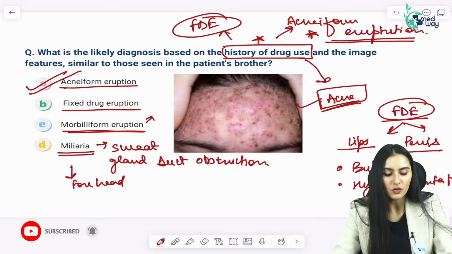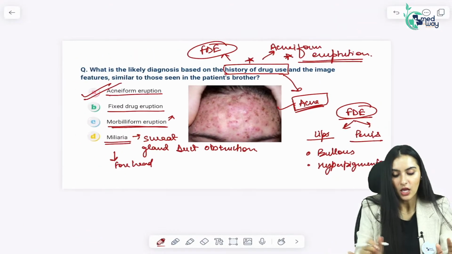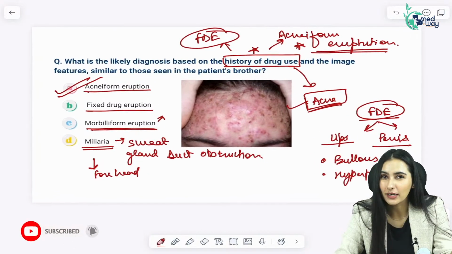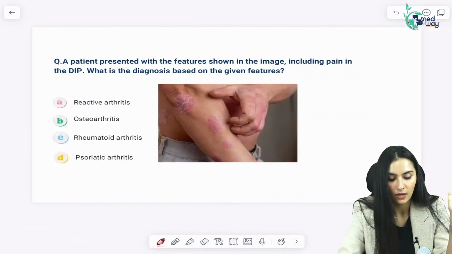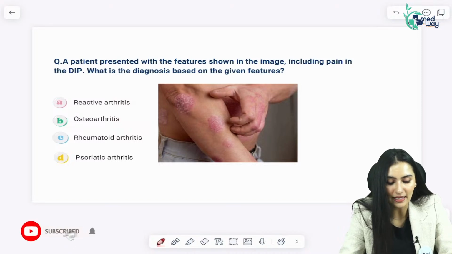Chalo. So the likely diagnosis with a history of drug use is acneiform eruptions. Easy question. Just understand that the questions have to be solved very, very quickly. You have to see it and be like, okay, this is the answer, move on. Now a patient presents with features shown in the image, including pain in the DIP. What is the diagnosis based on the given features?